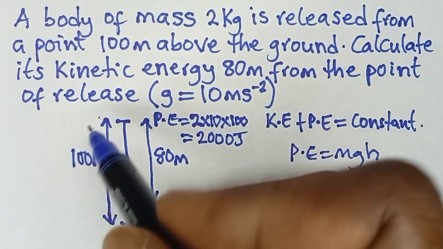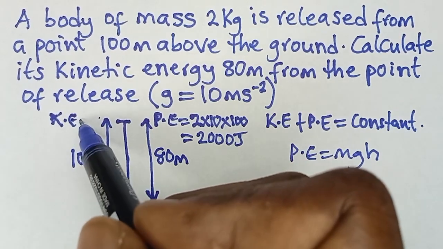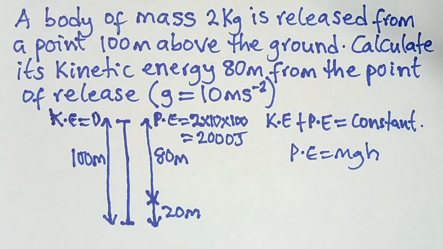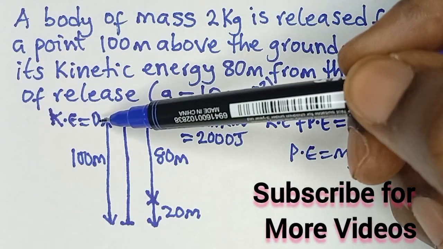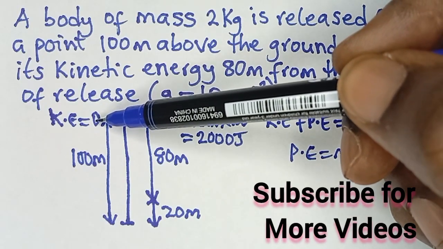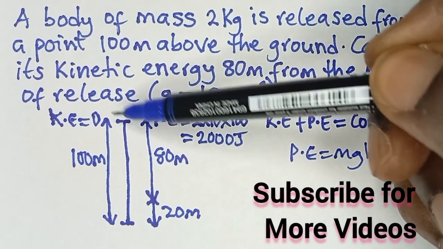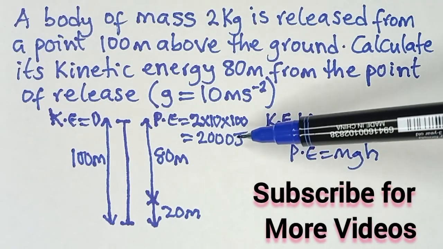But don't also forget that at this top point, the kinetic energy will be what? Will be equal to 0. Hope you agree with me on that. Because at the top, it is not yet moving. So the kinetic energy is 0. Kinetic energy starts immediately it starts moving downward. But at the top, when it is not yet moving, the kinetic energy is 0, but the potential energy is 2000.